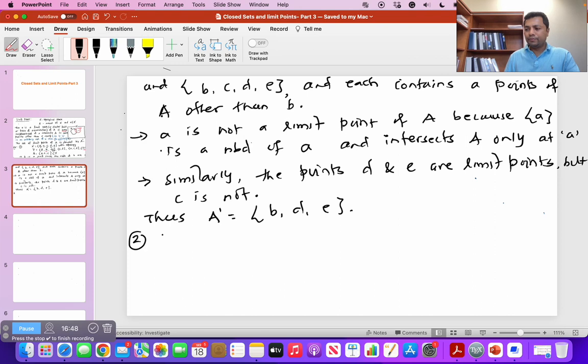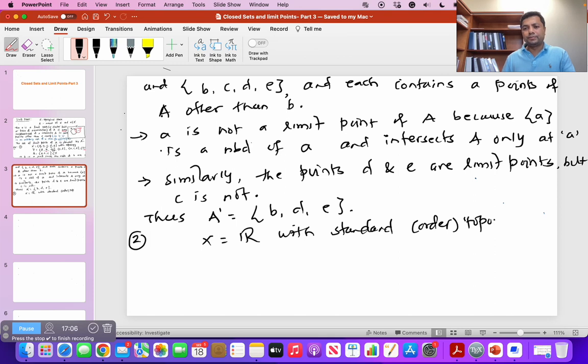Okay, now let me give you another example. Example number 2. Let's take our topological space to be the set of real numbers with the standard or order topology.